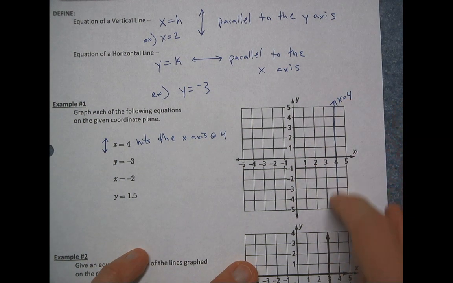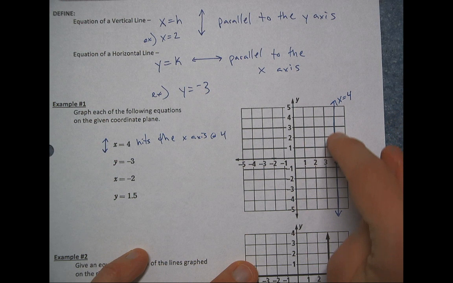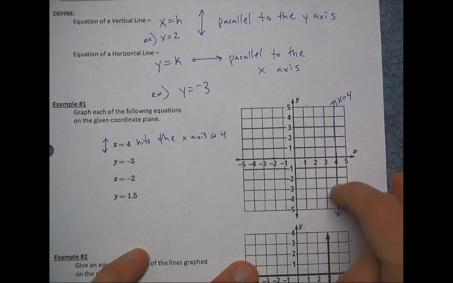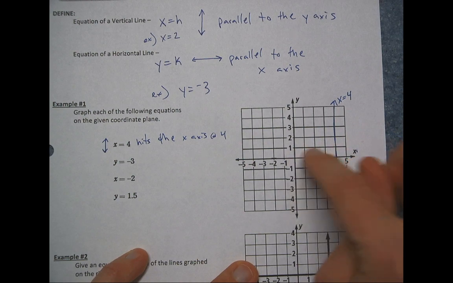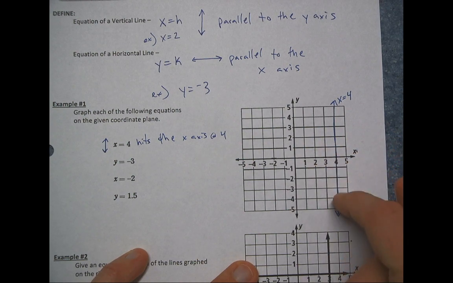Anywhere I go on this line, the y value, if I took coordinates, is changing. It gets higher up here, the y value gets lower down here, but what never changes is the x, it's always 4. So even up here, we're at 4, 4. Down here, we're at 4, -2, or 4, -4. The x value never changes.